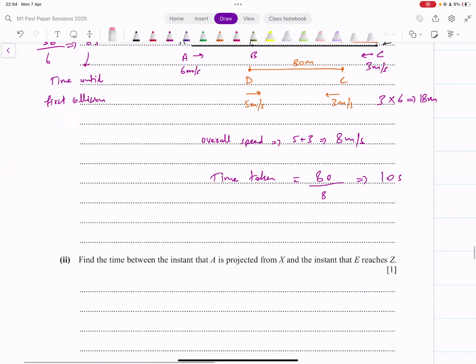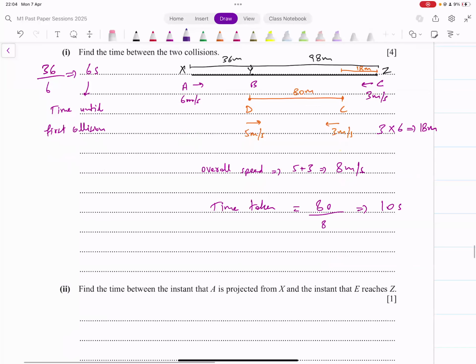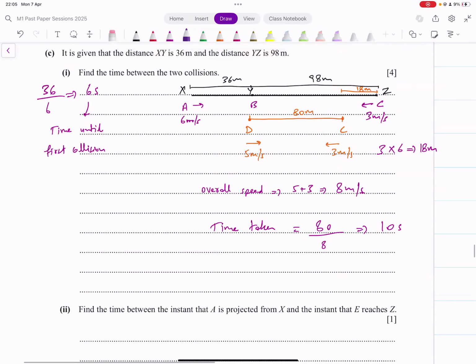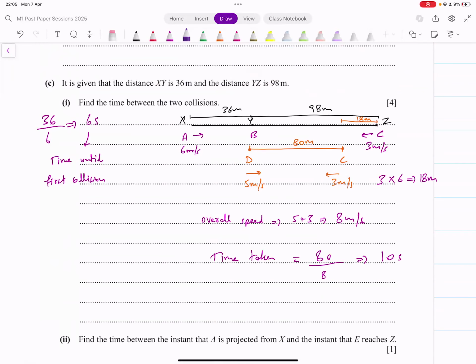That was part 1. Now let's look at part 2. It says, find the time taken between the instant A is projected from X and the instant that E reaches Z. Yes, this is actually one of the more difficult questions. Overall speed is actually the relative speed, basically.